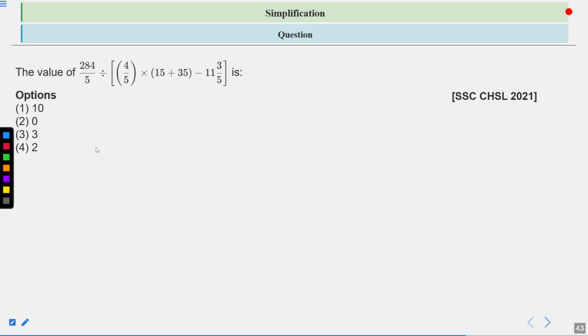The value of 284 divided by 5 is equal to the question. The value of 284 upon 5 divided by in large bracket in small bracket 4 by 5 multiplying by in small bracket 15 plus 35 minus 11 and 3 by 5 and bracket close. And this question was asked in the SSC CHSL exam in 2021. So there are 4 options. First one is 10, second is 0, third one is 3 and fourth one is 2.